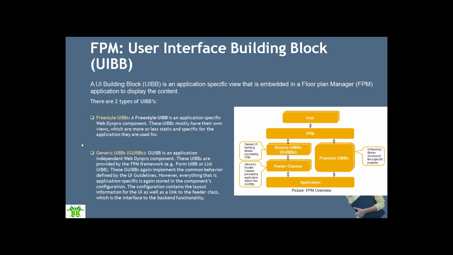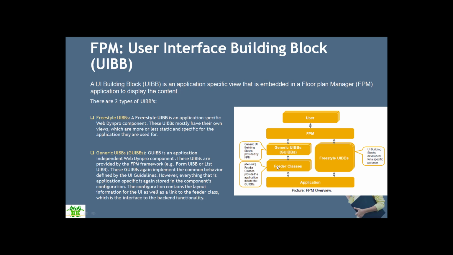In the case of generic UIBB, these GUIBBs are application independent Web Dynpro components. So standard SAP frameworks provide certain reusable standard SAP Web Dynpro components to design the user interface layout. Currently, it supports form layout, list layout, tree layout, and search criteria. So all these kinds of user interface layout can be designed. List is nothing but a table control, tree is a hierarchical view, hierarchical list, and then search criteria is also possible. So there are various kinds of standard SAP Web Dynpro components made available by standard SAP, and these components can be used to design the user interface layout in the generic UIBB approach. So on the right side we can see the illustration.